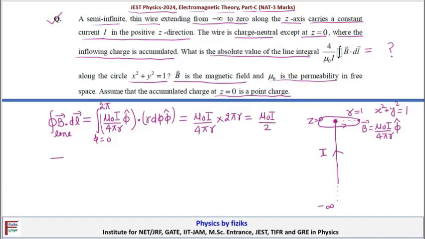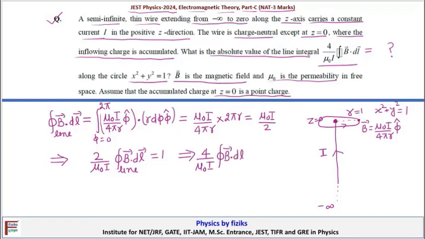Now from this equation we can write 2 by mu naught I closed B dot dl should be 1. But here we have to find 4 by this value. So this becomes 4 by mu naught I closed B dot dl. We are calculating the line integral. This value is 2. So we will write the numerical value as 2 here.